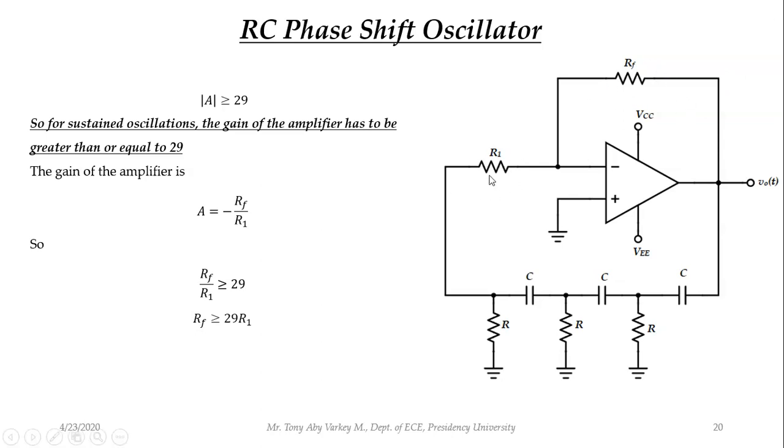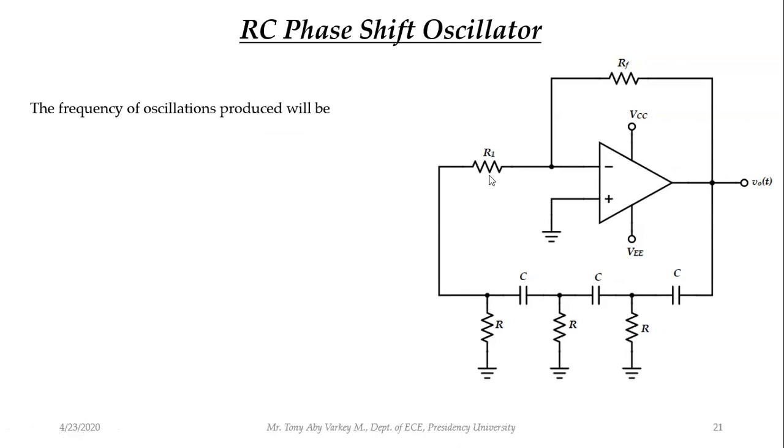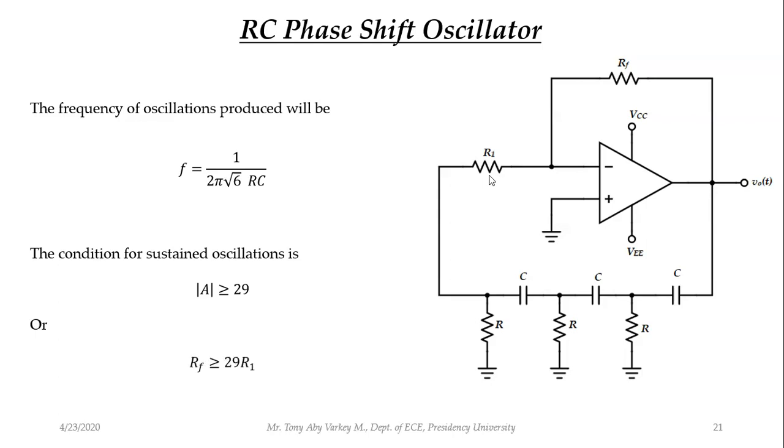Clear. So we will summarize it here. The frequency of oscillations produced will be 1 by 2 pi root 6 RC, and the condition for sustained oscillations is mod of A should be greater than 29. The gain of the amplifier should be greater than 29, or RF should be greater than 29 times R1. Clear.